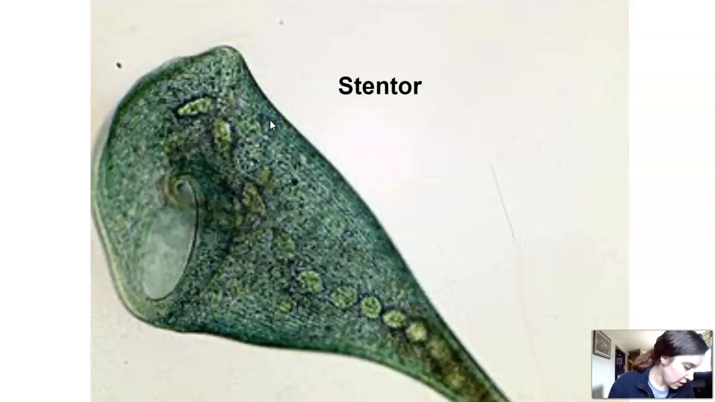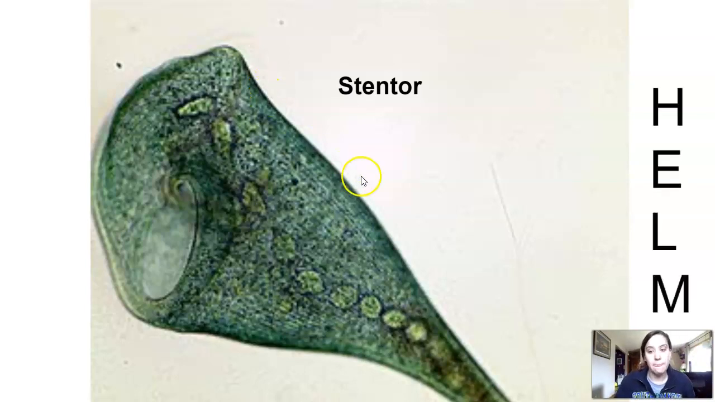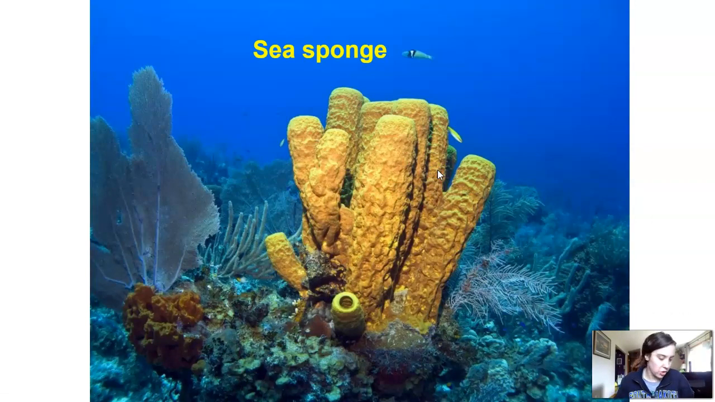Stentor. It's actually unicellular. It's only one cell. It's the largest cell, but it is unicellular. So it is not considered an animal. Moving on. Sea sponge. So a sea sponge, they are actually animals. The catch, though, is they don't really move, do they? But they are heterotrophic, eukaryotic, lack a cell wall, and they are multicellular. So sea sponges are animals.